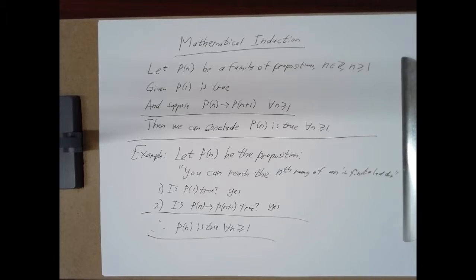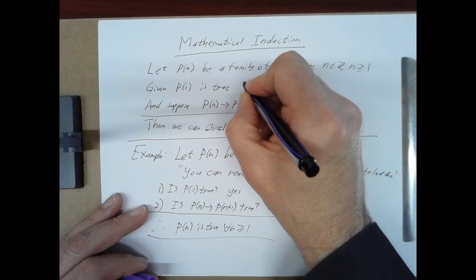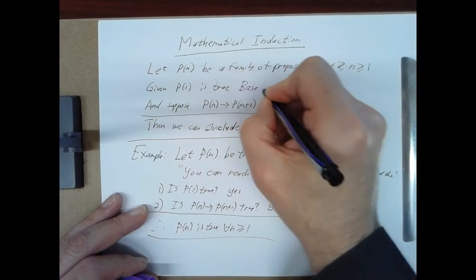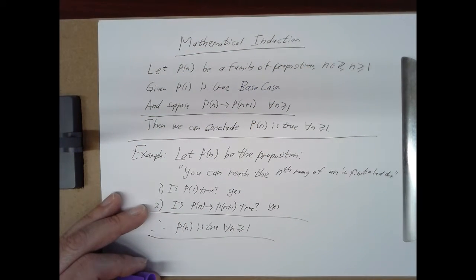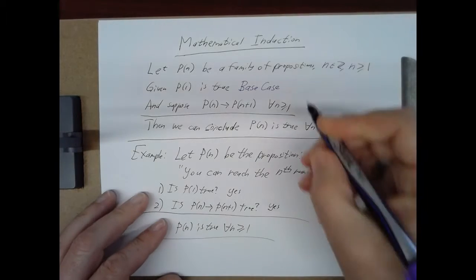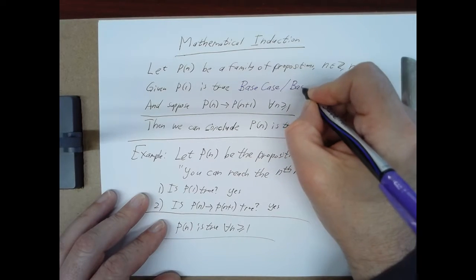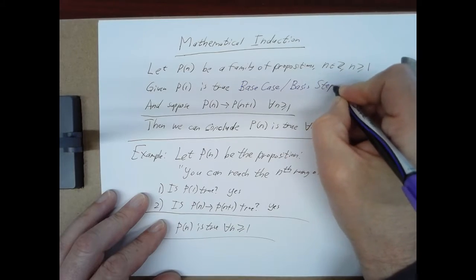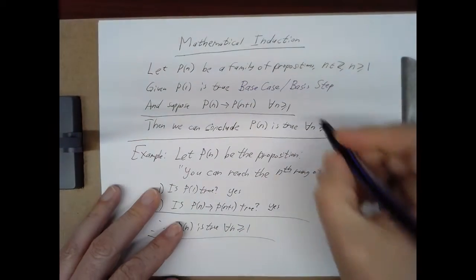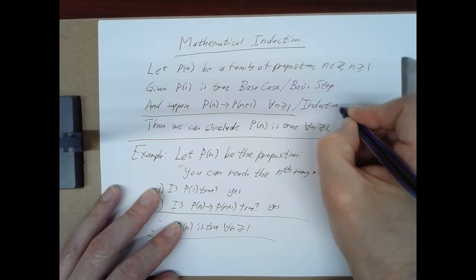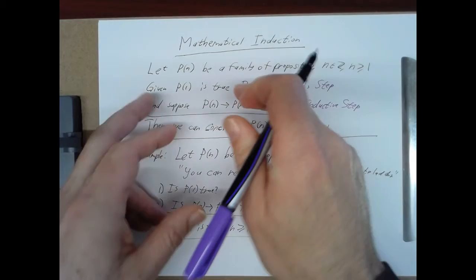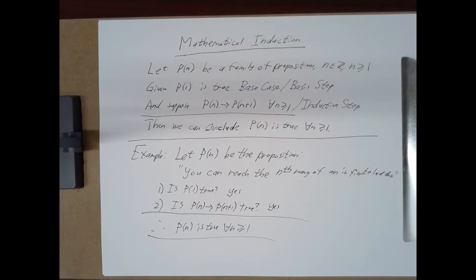And so let me mention some terminology. This is called the base case, or sometimes the basis step. And this is called the inductive step. So the base case gives us a starting point. It gets us to that first rung of the ladder. The inductive step lets us move from there up however many times we want to induct.